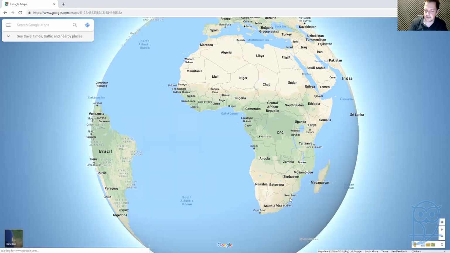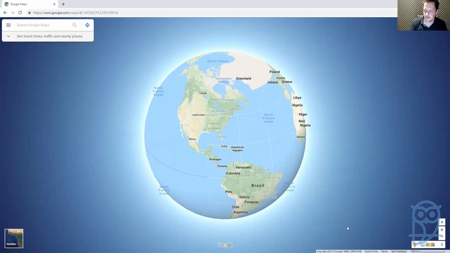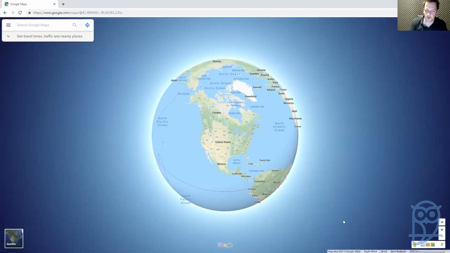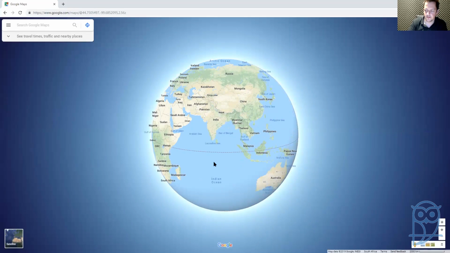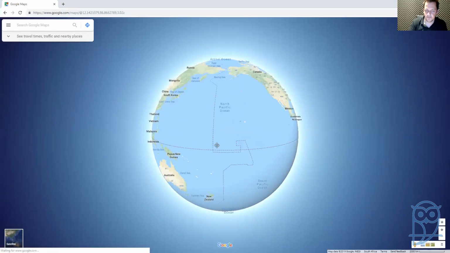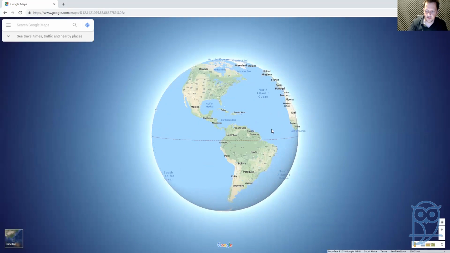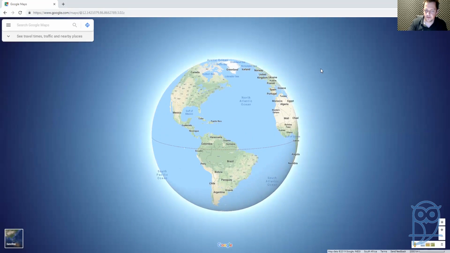500 kilometers. 1,000 kilometers. So that distance there is 1,000 kilometers. The smallest that Google Maps goes is actually 2,000 kilometers. And you can then just scroll through the globe. All right. So that is the main point of this.